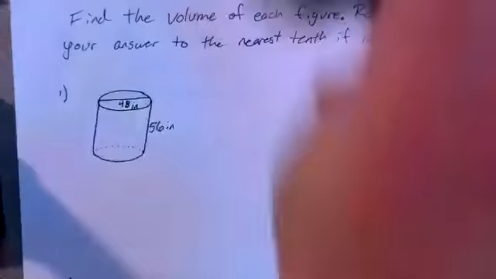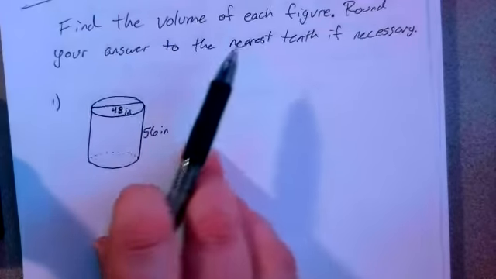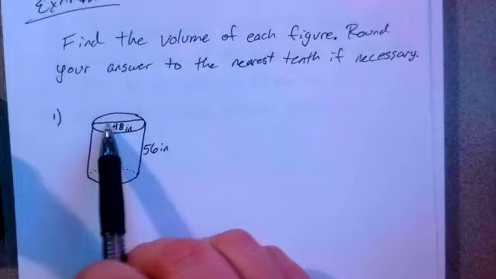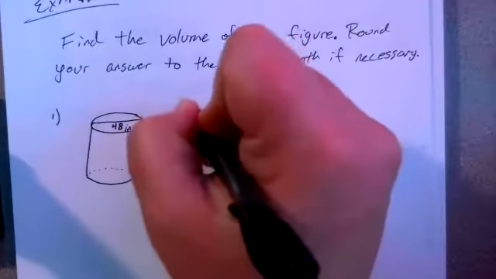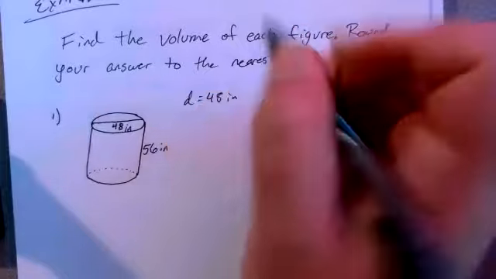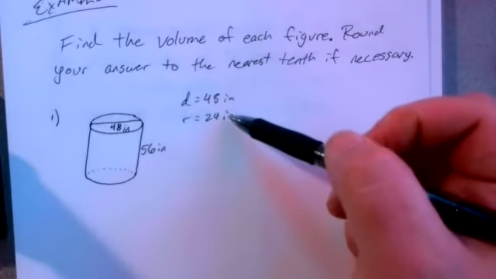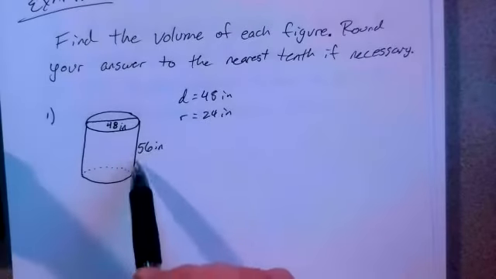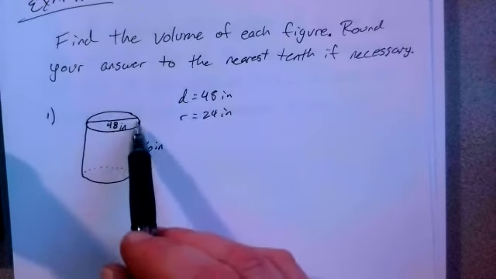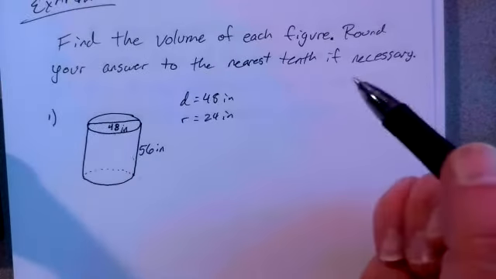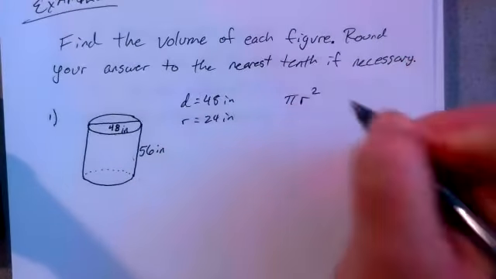How do you find the area of a circle? Well, it says here the diameter is 48 inches. So if the diameter is 48 inches, that must mean the radius is 24 inches, right? Cut the diameter in half, we'll get the radius. And it says that the height here is 56 inches. So the area of this circle times the height. Remember, the area of a circle is pi r squared, right?